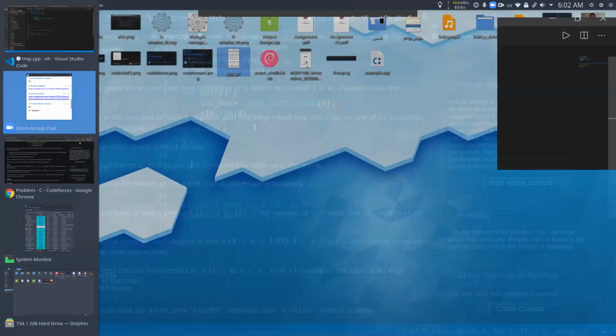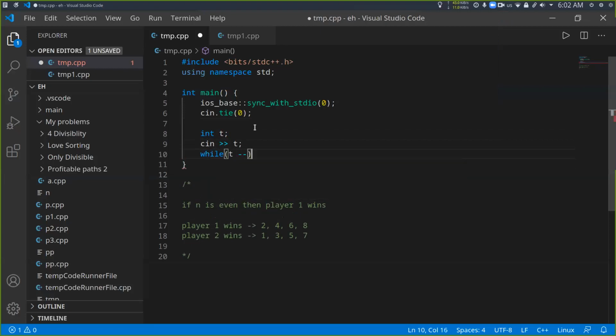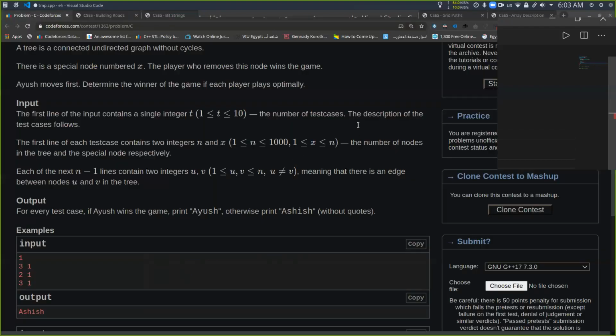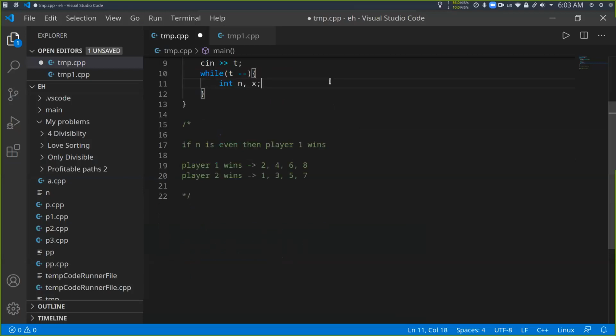Okay, so let's see the input. We are given t, which is the number of test cases, and now we're given the description of the tree and x. Okay. So now how will we store the tree? We are only interested in the number of nodes and whether x is a leaf or not. And how do we know if x is a leaf or not? We said that x is a leaf if and only if it has only one adjacent node.